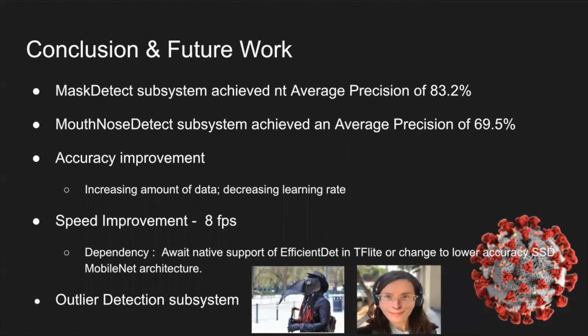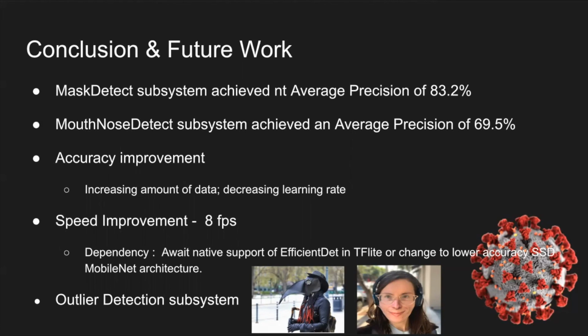A major area of future work is around increased accuracy and speed of our models. Fine-tuning parameters like learning rate, and possibly increasing the amount of data in our dataset, could yield somewhat higher accuracies. With regard to speed, the major issue is related to TensorFlow Lite's lack of full native support of EfficientDet D0. While SSD MobileNet has lower accuracy than EfficientDet, it offers improved speed.